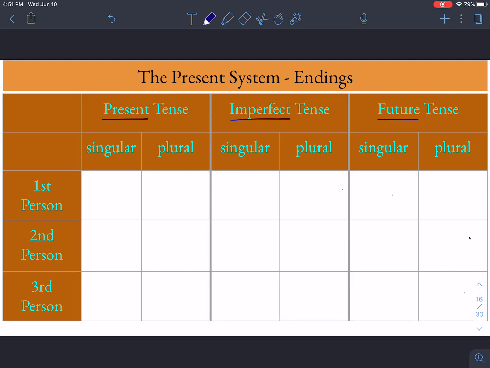In addition to that, please note, you've got two columns, singular and plural, for each. And in addition to that, you've got first person, second person, and third person. Remember, I'm number 1, 2 is you, 3 is he, she, or it. Okay, so let's go over what those endings are.